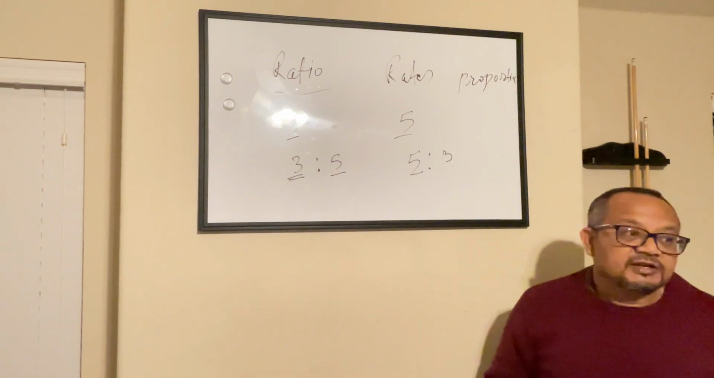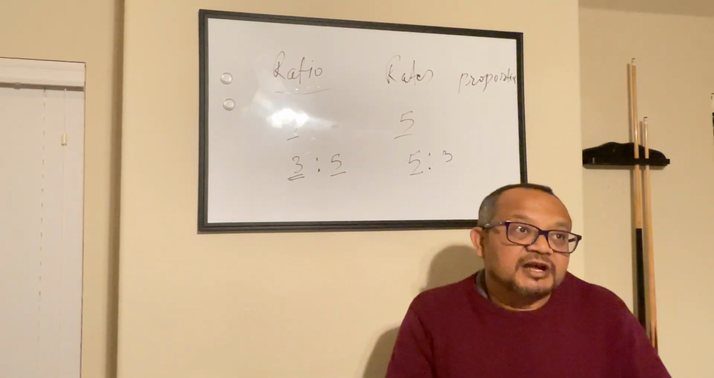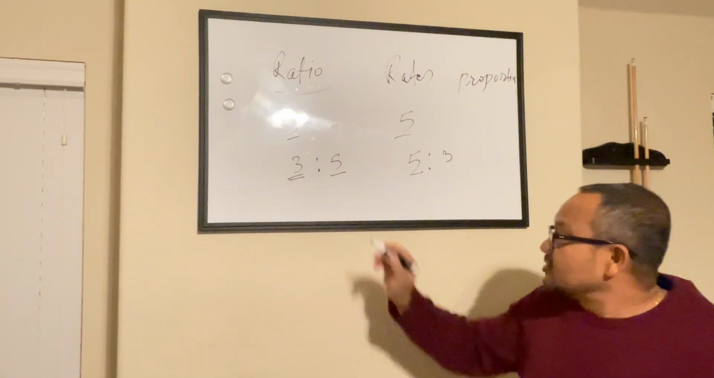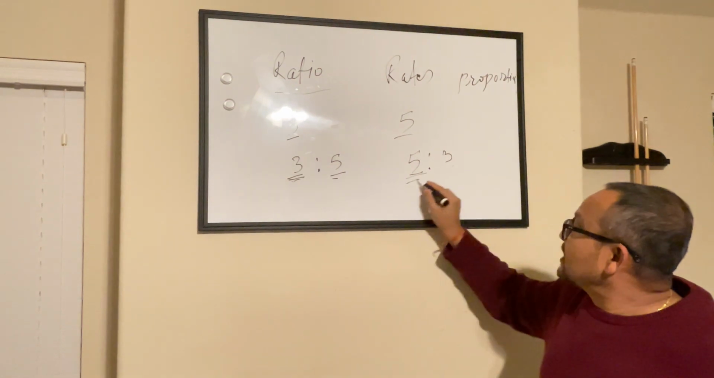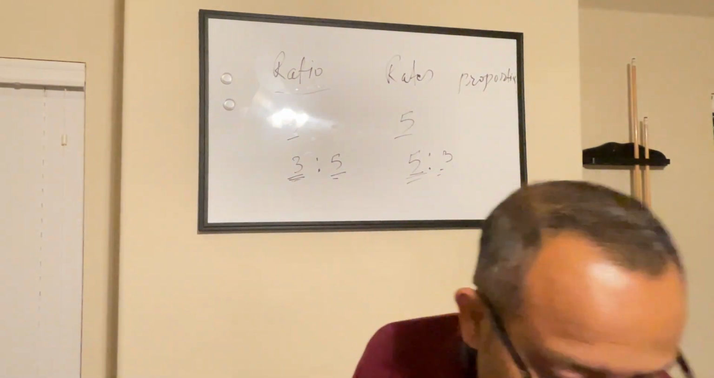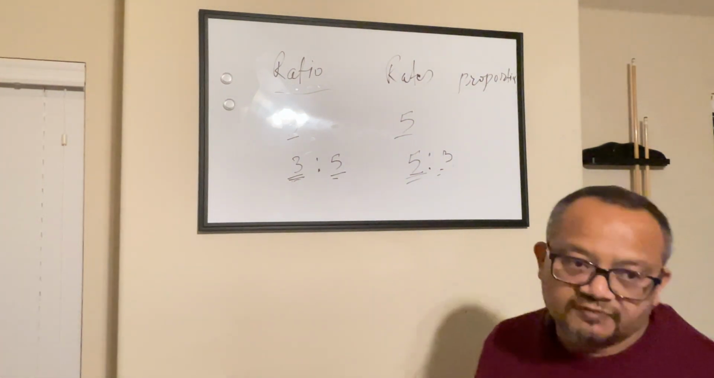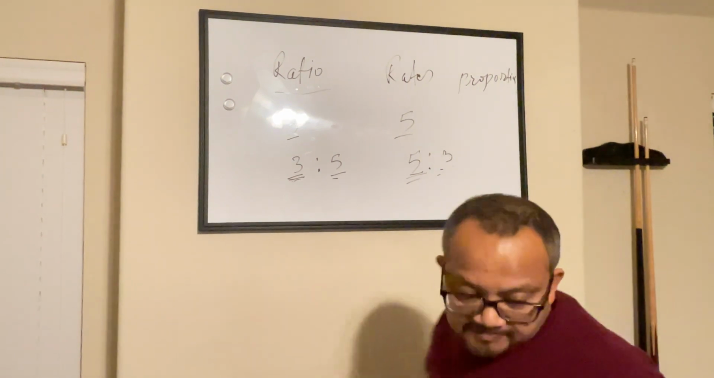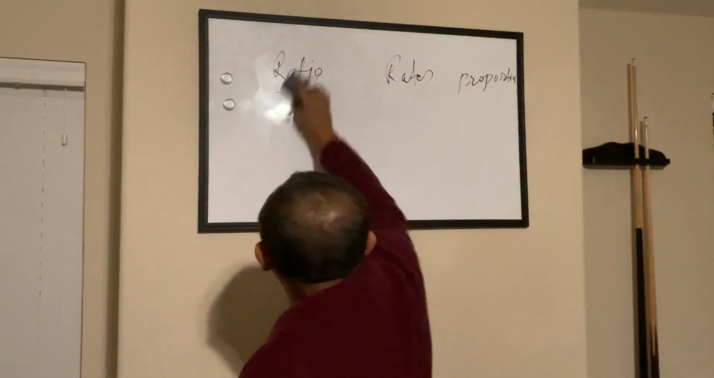If you look at the analogy, you're talking about 1 month's salary versus 3 months' salary. This is 3 months' salary versus 1 month's salary. This is how you depict ratios. So we are starting with ratio first, okay?